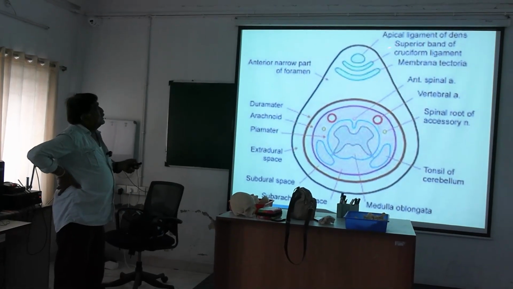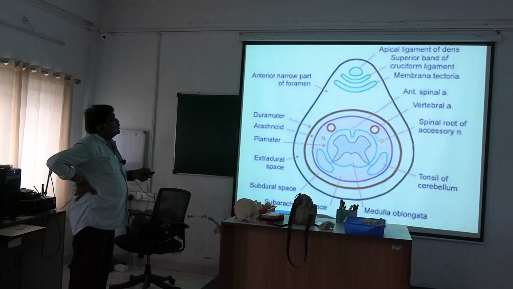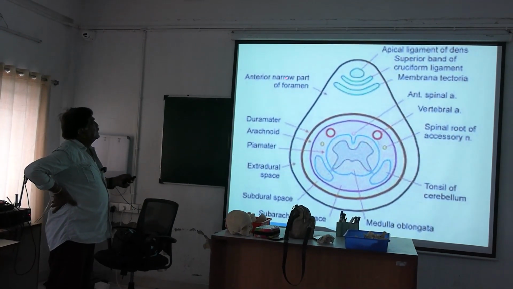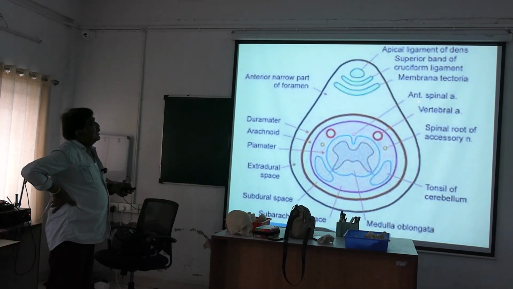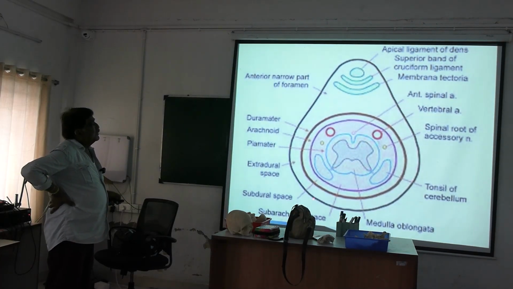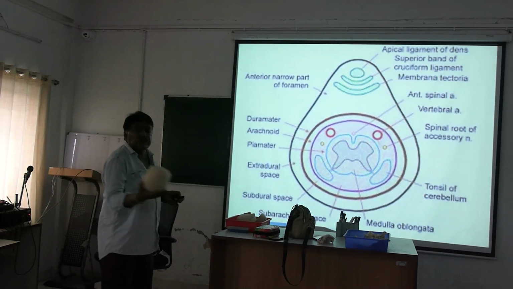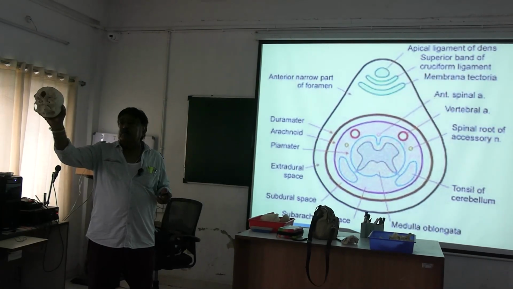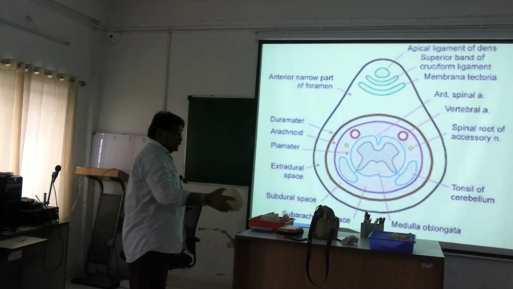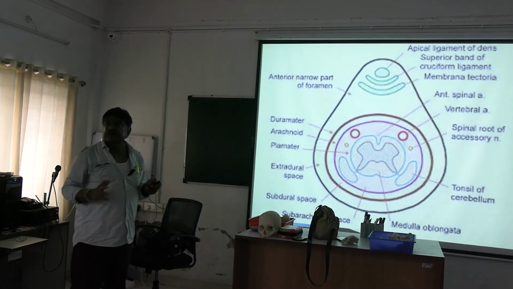Now, this is the apical ligament of the dens, the superior band of the cruciform ligament. This is the membrana tectoria. The anterior narrow part of the foramen is here. This is the narrow part. This is a schematic diagram. Whatever you see like this, to make it easy and understandable, that's why it is drawn like this. And the shape is also a bit like this.